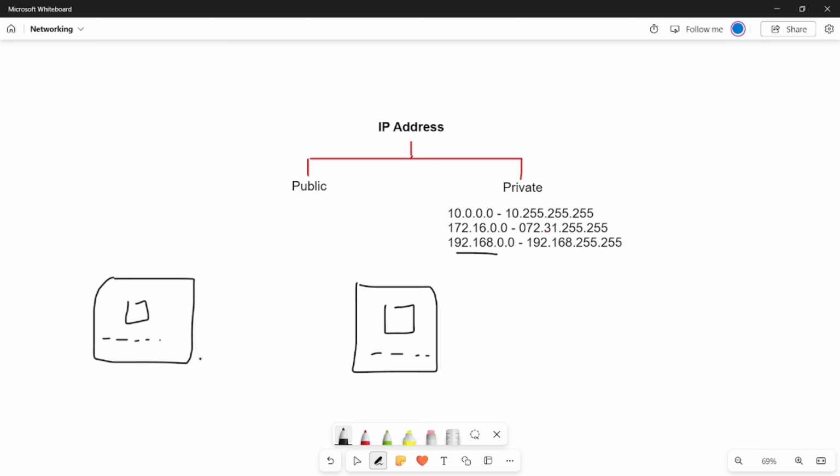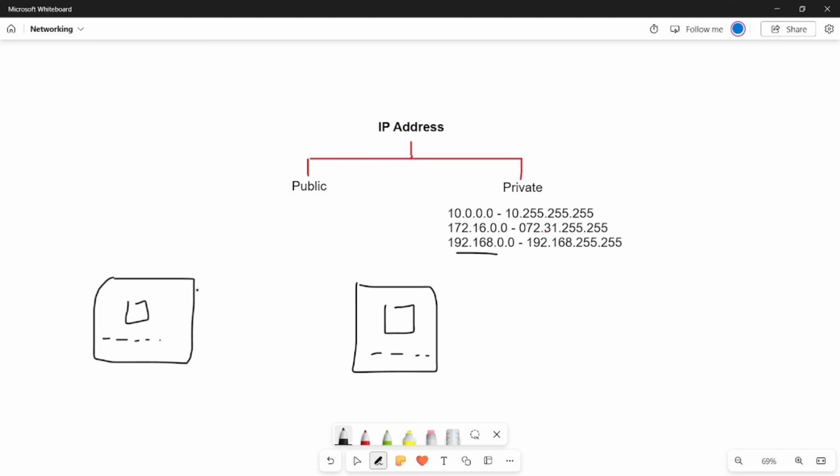There can be the same private IP addresses in different local area networks, but in the same network there cannot be IP addresses with the same ID. So I think the idea is clear, what private IP addresses are and what public IP addresses are. In upcoming videos you will learn how to use these together to achieve a successful network architecture.